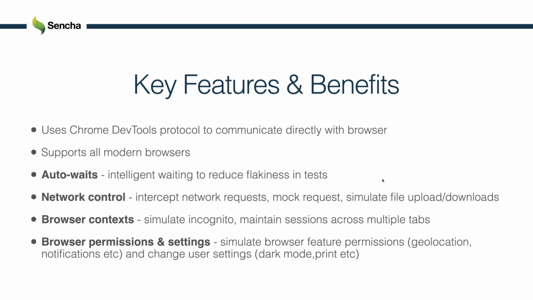Another big feature is that it's got lower level network control, so we can intercept network requests and we can mock them, all as part of the Playwright API. And we can also simulate file uploads and downloads, which is really useful when you're dealing with data-heavy web applications, which require, if there's export features, or you need to upload documents into a grid or something like that.